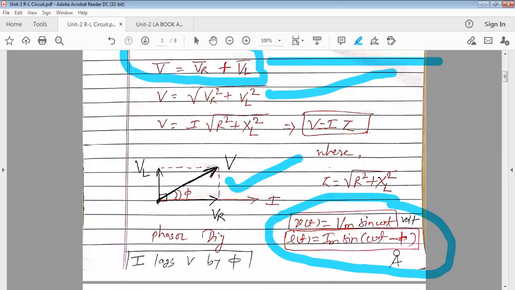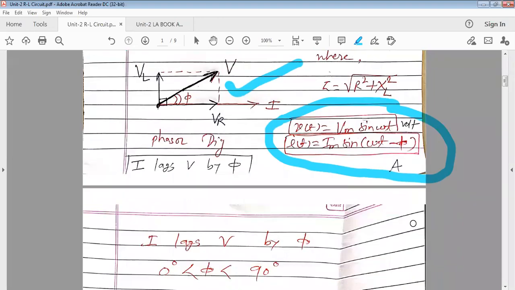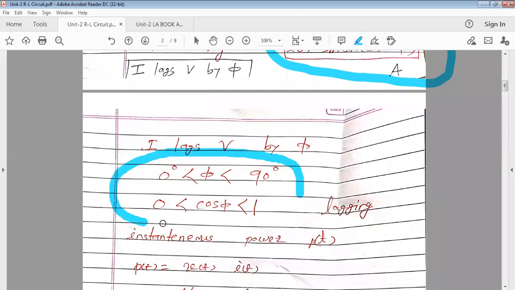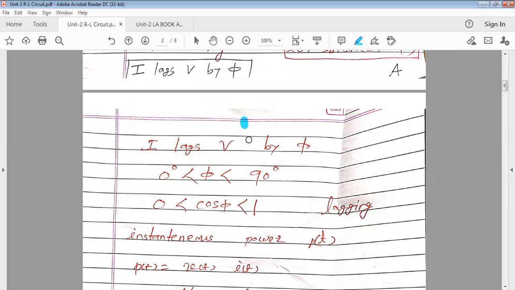V of t is Vm sin of omega t. So I of t is Im sin of omega t minus phi, because current lags voltage by some angle phi which is greater than 0 degree and less than 90 degree. Here phi for series RL can never be equal to 0 and can never be equal to 90 degree. That's why cos phi will always be greater than 0 and less than 1 for the series RL circuit. So for series RL, current always lags voltage by some angle phi, where phi is between 0 and 90 degree.